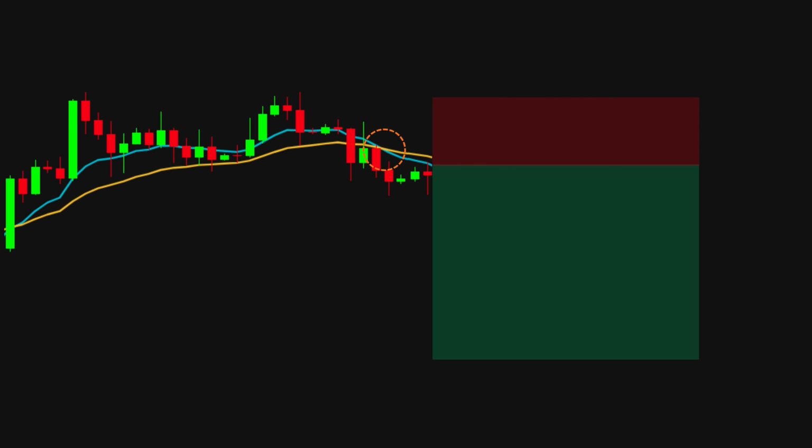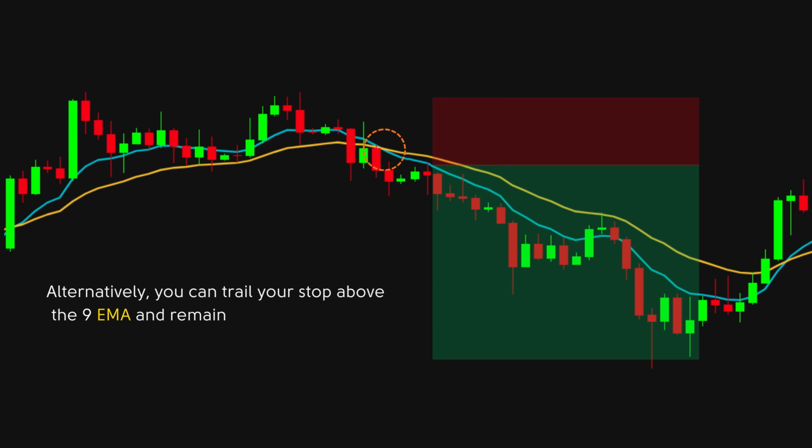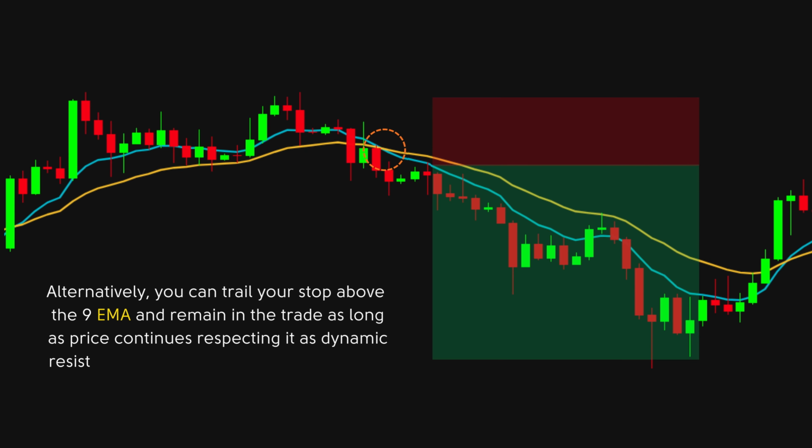For your stop loss, place it above the most recent swing high formed during the pullback. This protects you if the crossover fails and the market shifts back to bullish momentum. Your take profit can be set using a fixed risk-reward ratio like 1:2 or 1:3, ensuring your winners outweigh your losses. Alternatively, you could trail your stop above the 9 EMA and remain in the trade as long as price continues respecting it as dynamic resistance, exiting only when the 9 crosses back above the 21.